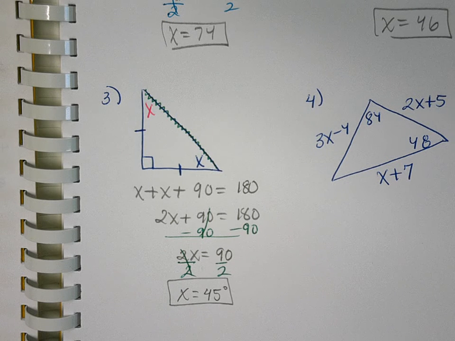Okay, how is this one different from the last 3? Well, there are no congruent marks. Okay, there's no congruent markings anywhere, so we don't know what kind of triangle it is. Good. What else?